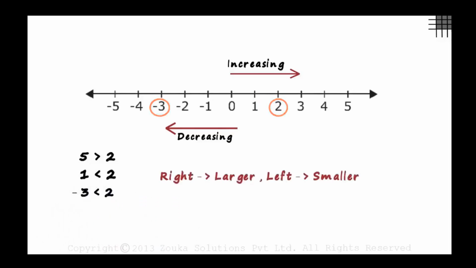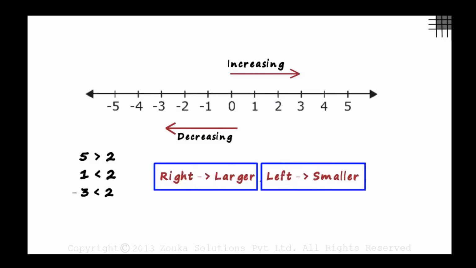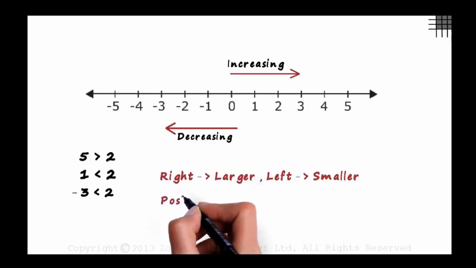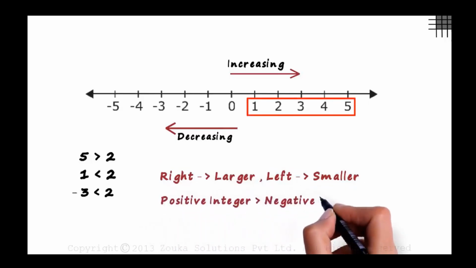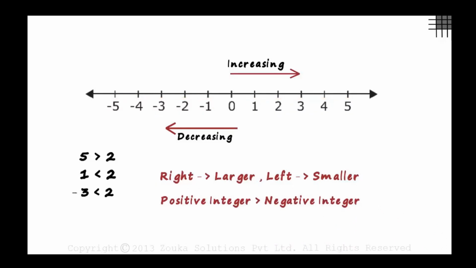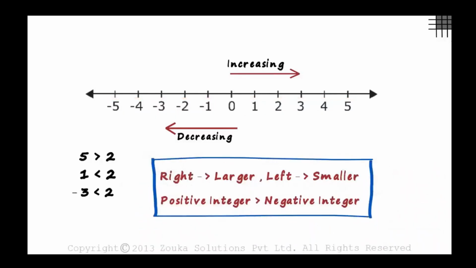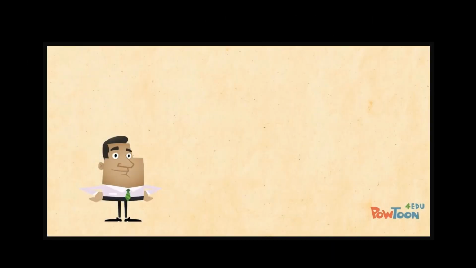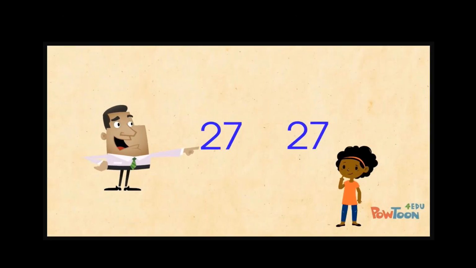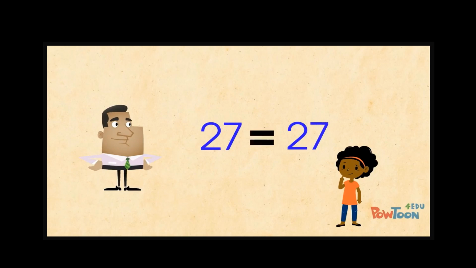Here's a very basic thing to remember. Right means larger and left means smaller. And this helps us understand a simple concept. Every positive integer is greater than any negative integer. It's because all positive integers are to the right of any and every negative integer. If your teacher gives you a pair of numbers like this, then you use a sign you already know.